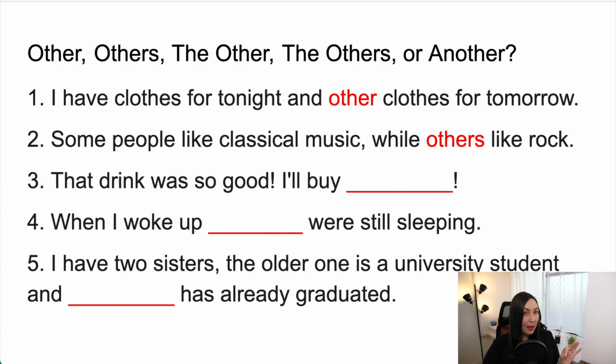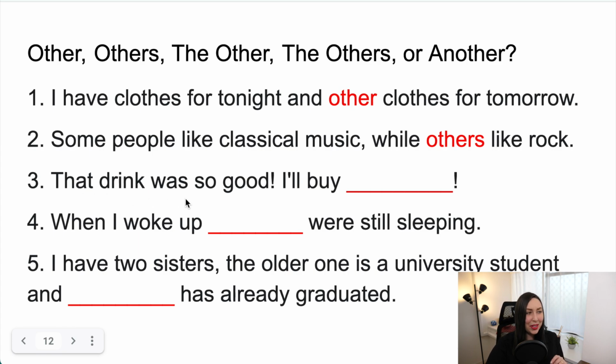Some people, so people is plural. Person is singular, people is plural. Some people like classical music while others, so here others is representing people, plural. So we're going to make others plural, while others like rock. Very good. Okay. Number 3.